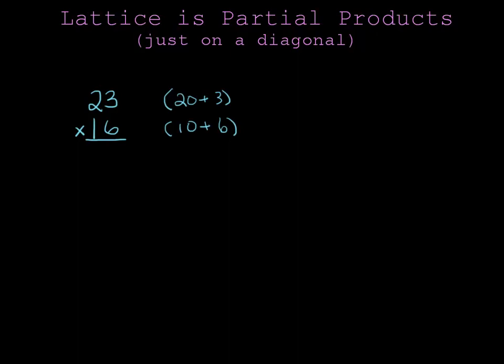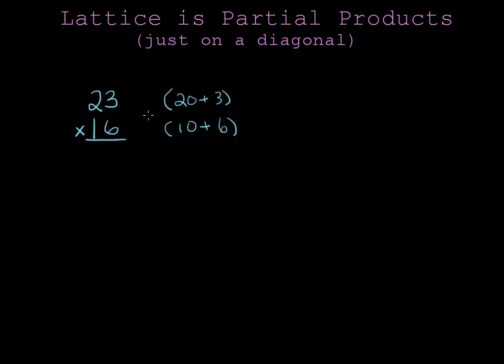multiply. So 23 can be broken up into 20 plus 3. 16 can be broken up into 10 plus 6. And each of these four individual parts are much easier to multiply than either of these two large numbers. Let's review how we could then multiply these four parts.